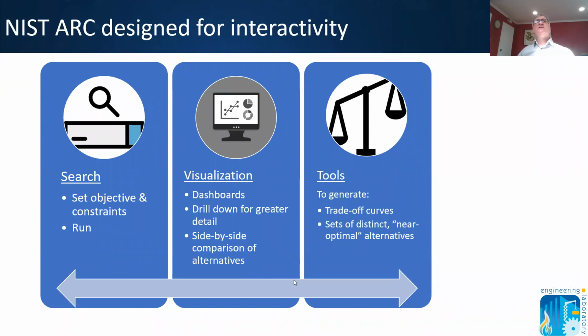The whole purpose is to have that model put into a usable, interactive tool, one that allows the user to set objectives and constraints, run the model, and then visualize the solution. And then I'll talk about trade-off curves and generating alternatives.